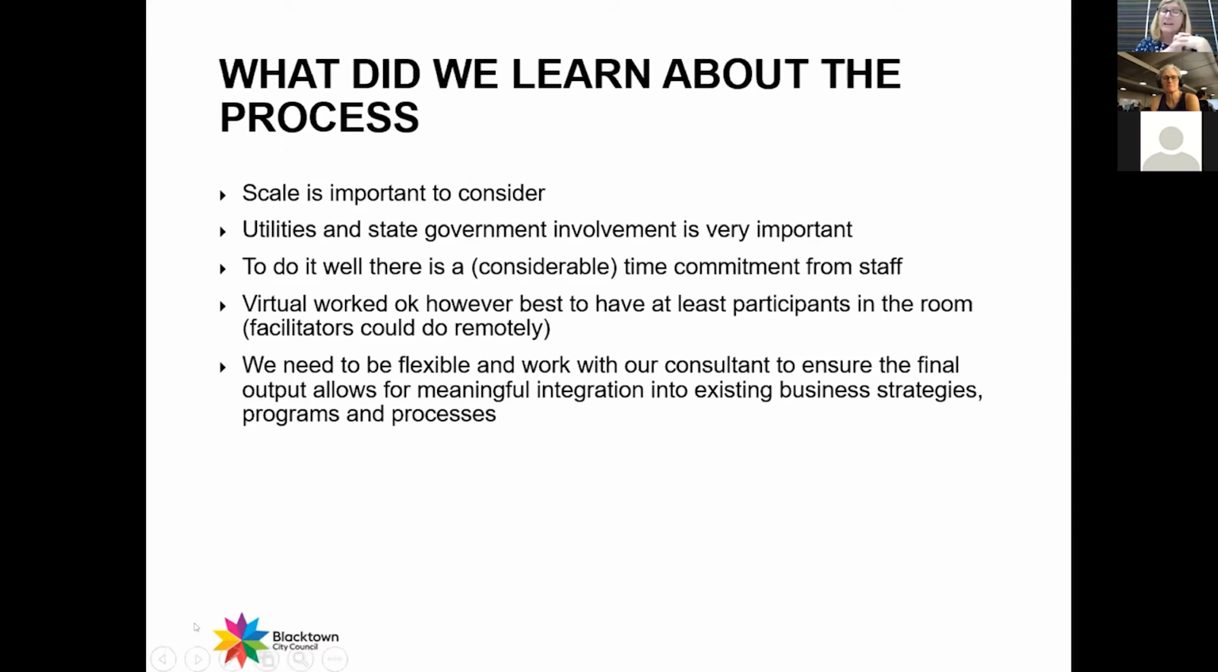And just finally, again, I think we just need to be flexible and work with our consultants to ensure that the final output allows for meaningful integration into existing business strategies, programs and processes. So keep that open mind as to what that end product might look like.